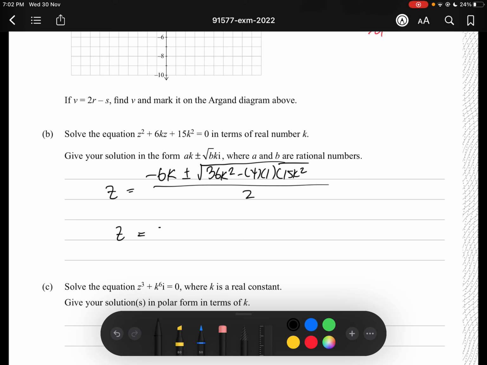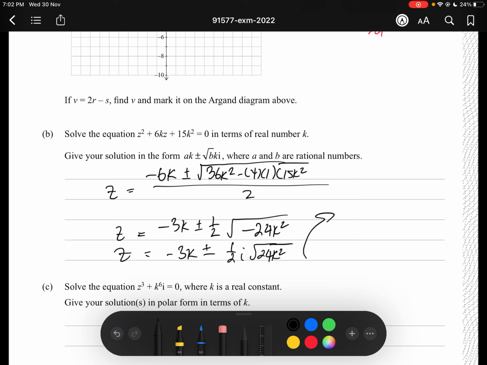So z = −3k ± 1/2 of √(36k² − 60k²), which is negative 24k². So z = −3k ± 1/2 of i√(24k²). And the square root of 24 can be rewritten as the square root of 4 times the square root of 6. The square root of 4 is 2, so that cancels out with the 1/2.